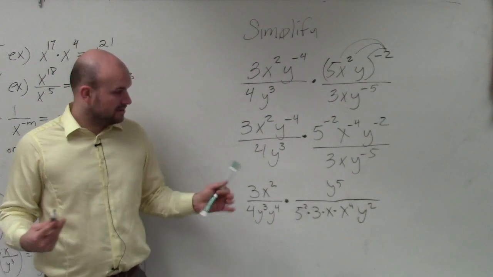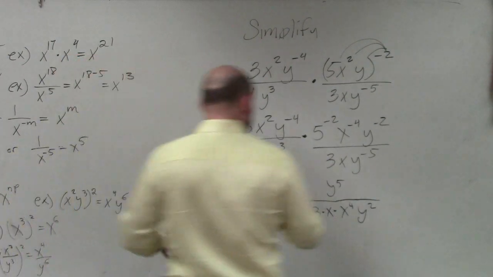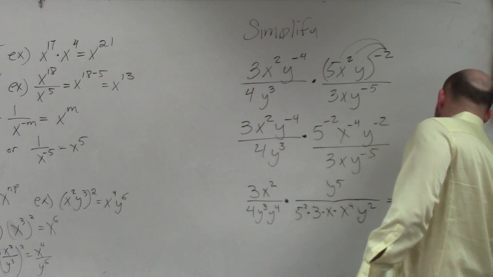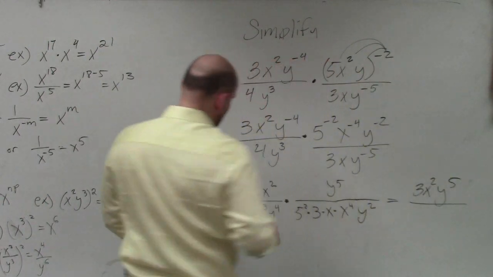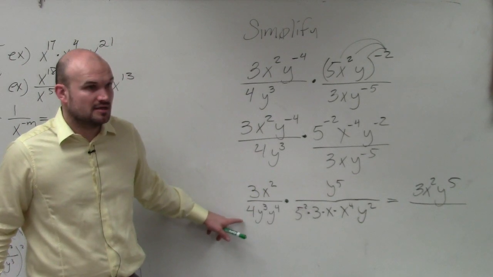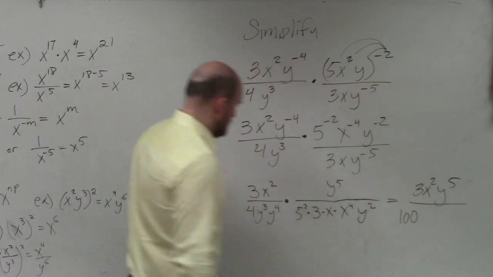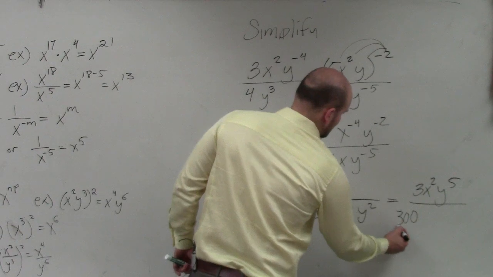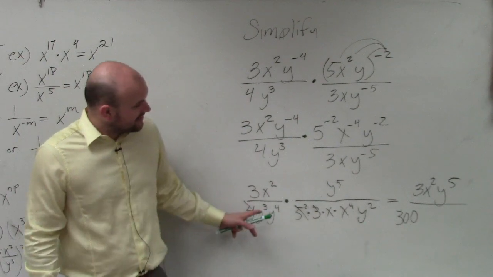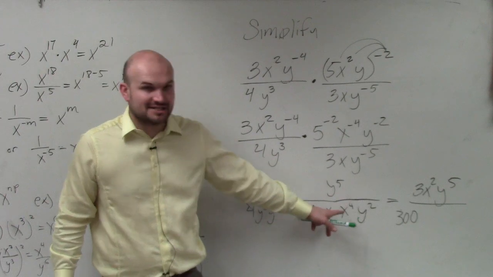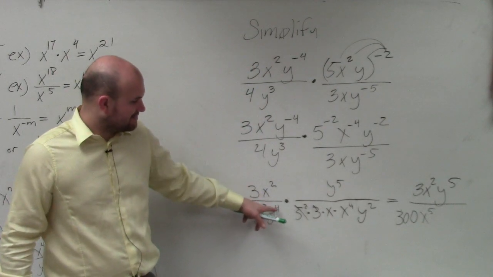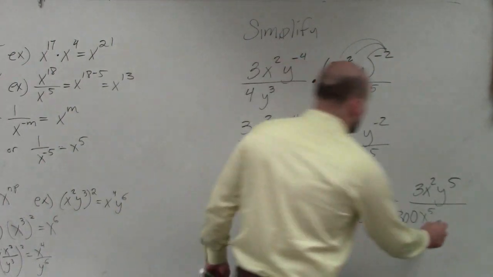OK, so now I can apply the product rule. Obviously, ladies and gentlemen, 3x squared times y to the 5th, you can't combine anything with that. So that becomes 3x squared y to the 5th divided by, I have 5 squared, which is 25, times 4, which is 100, times 3, which would be 300. So I multiplied all these. I know, I'm slacking here. Now let's do the x's. Here I have x times x to the 4th, which will give you x to the 5th. And then here I have y to the 3rd times y to the 4th, which is y to the 7th, times y squared, which is y to the 9th.